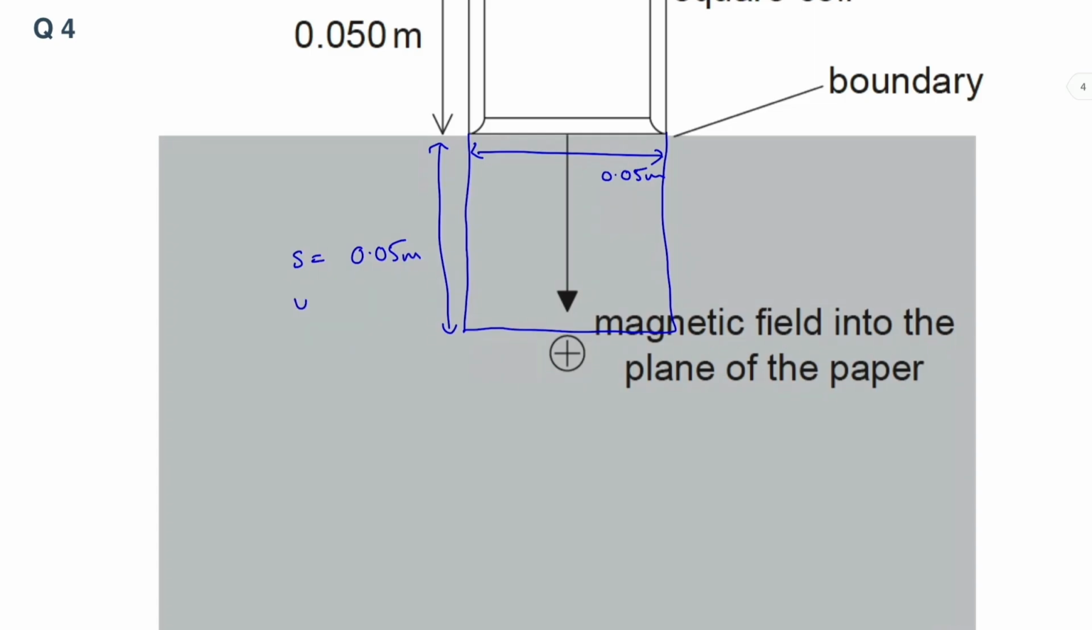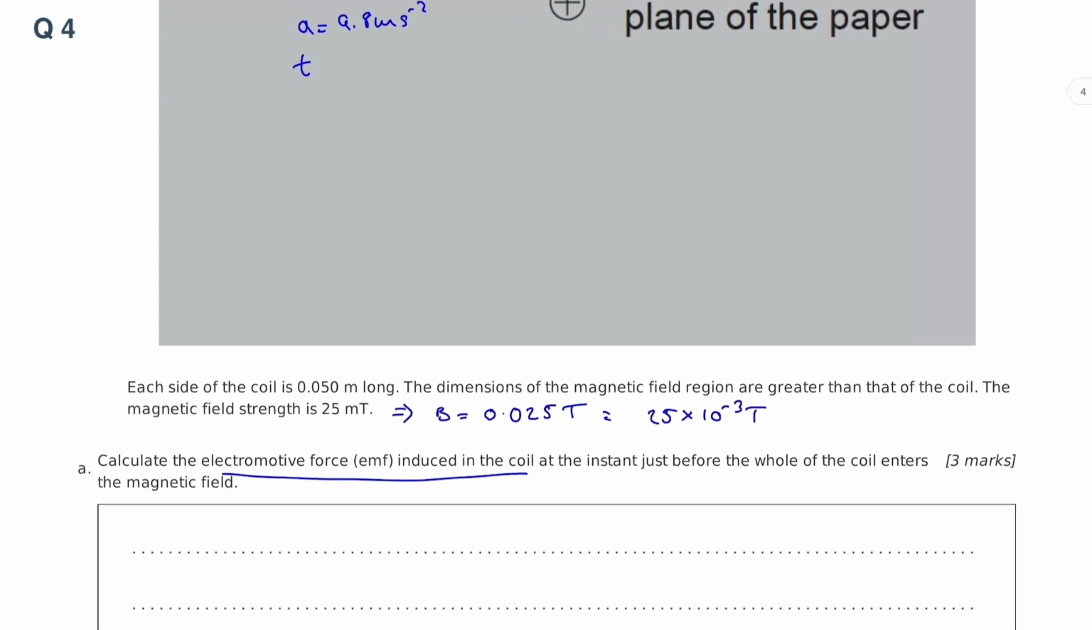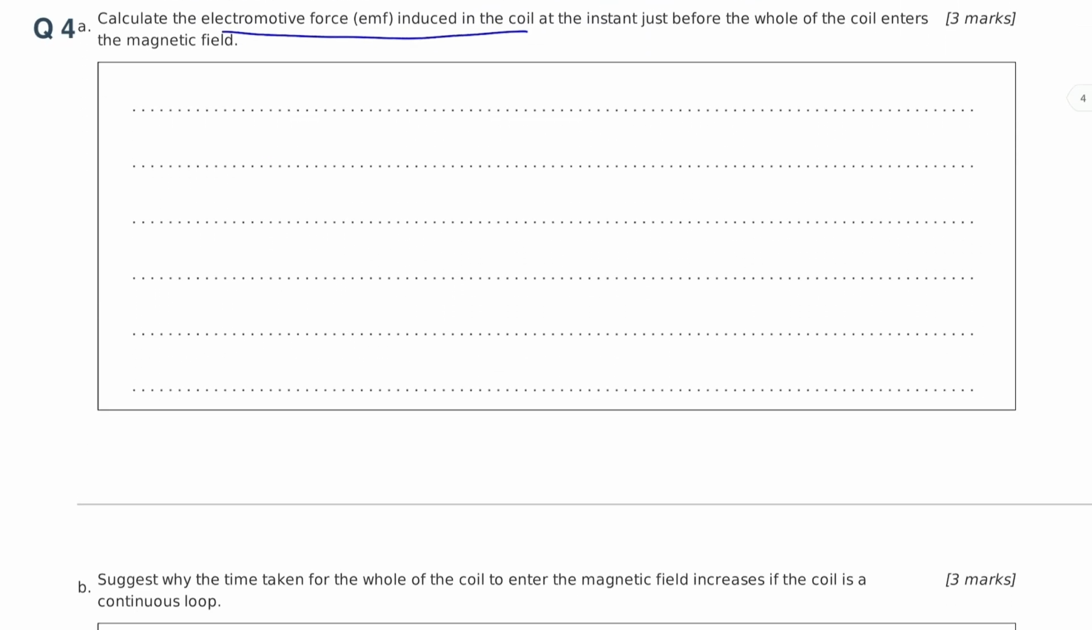And I think we're going to have to use SUVAT here, because we've seen that it's falling from free fall. We know that the acceleration of that will be a. We know that it falls from rest. So I think that's going to play into this question. But let's just have a look. To calculate the electromotive force, we're going to use Faraday's law, which is the rate of change of magnetic flux linkage.